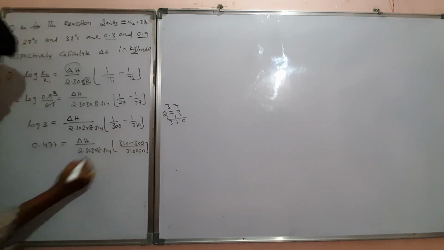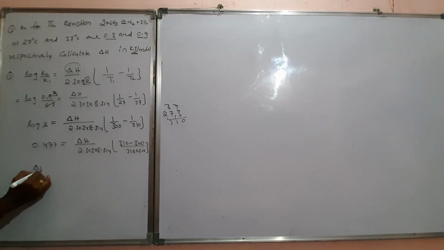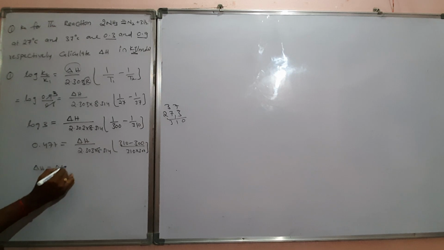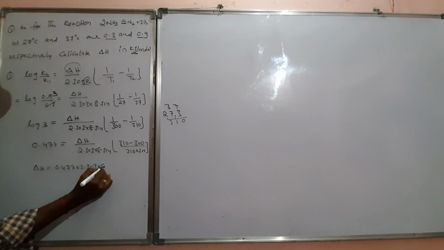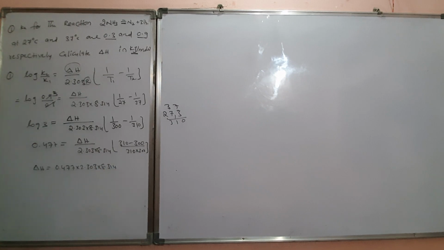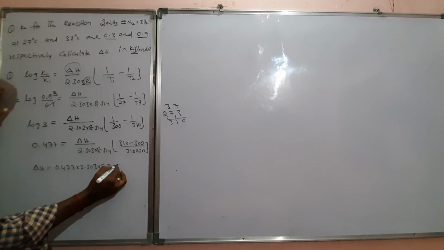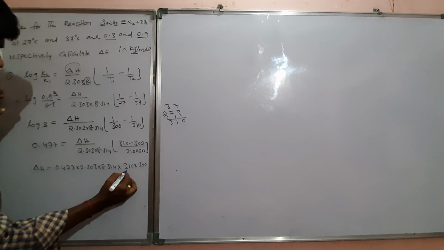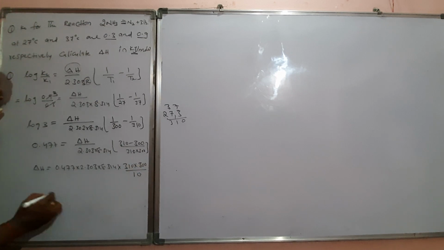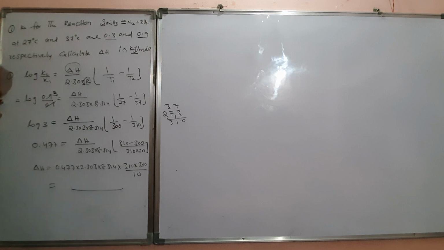So delta H is equal to 0.477 into 2.303 into 8.314 into 310 into 300 upon 10. If you simplify this, you will get the answer. Thank you.